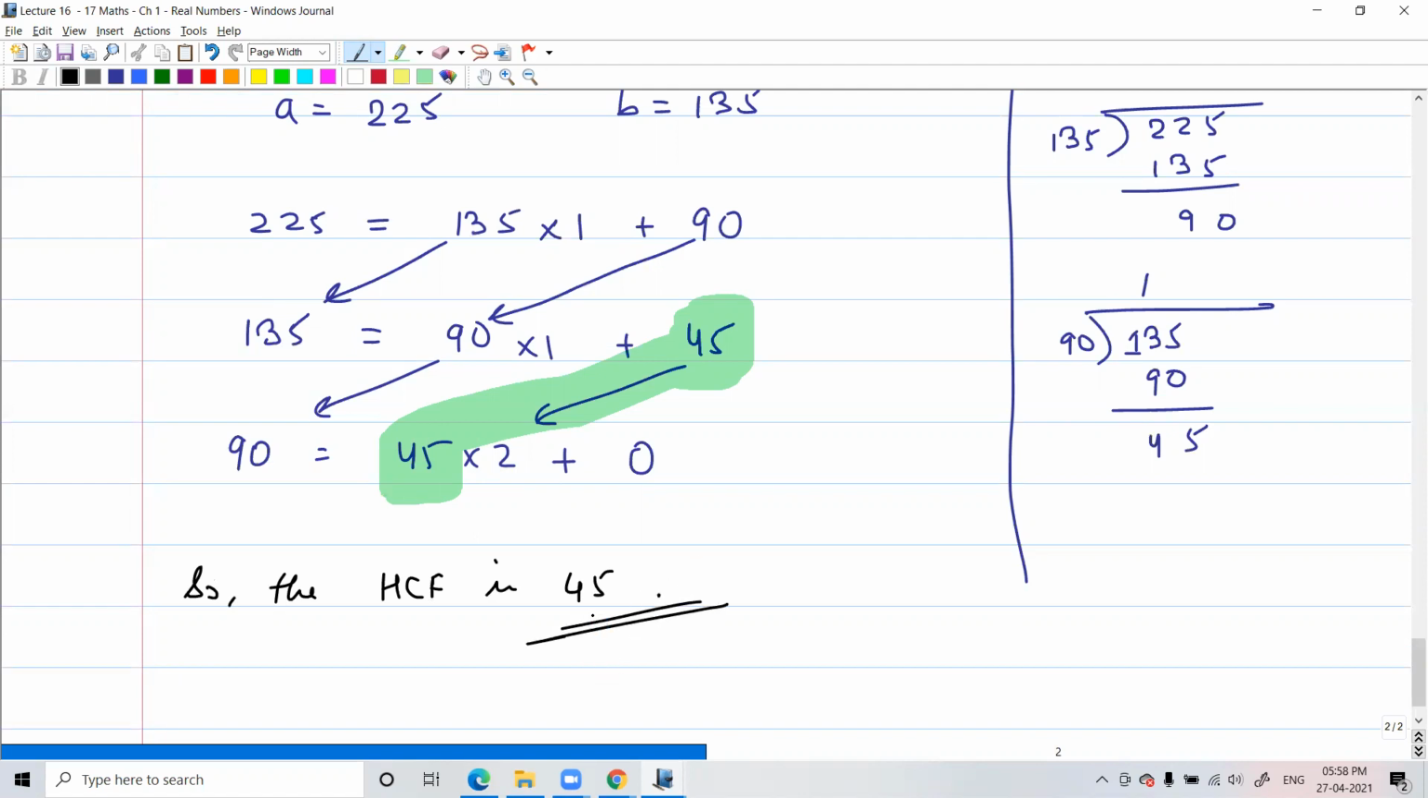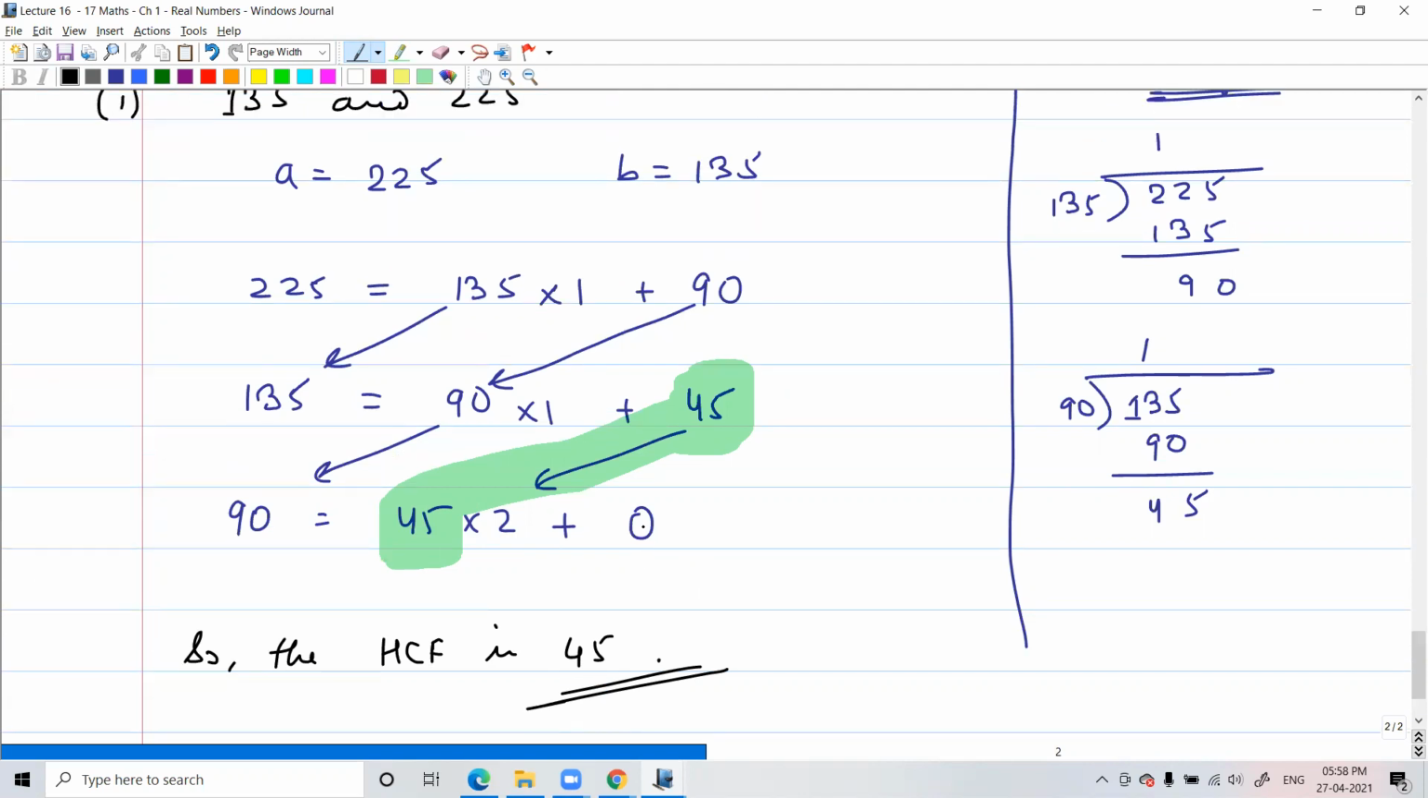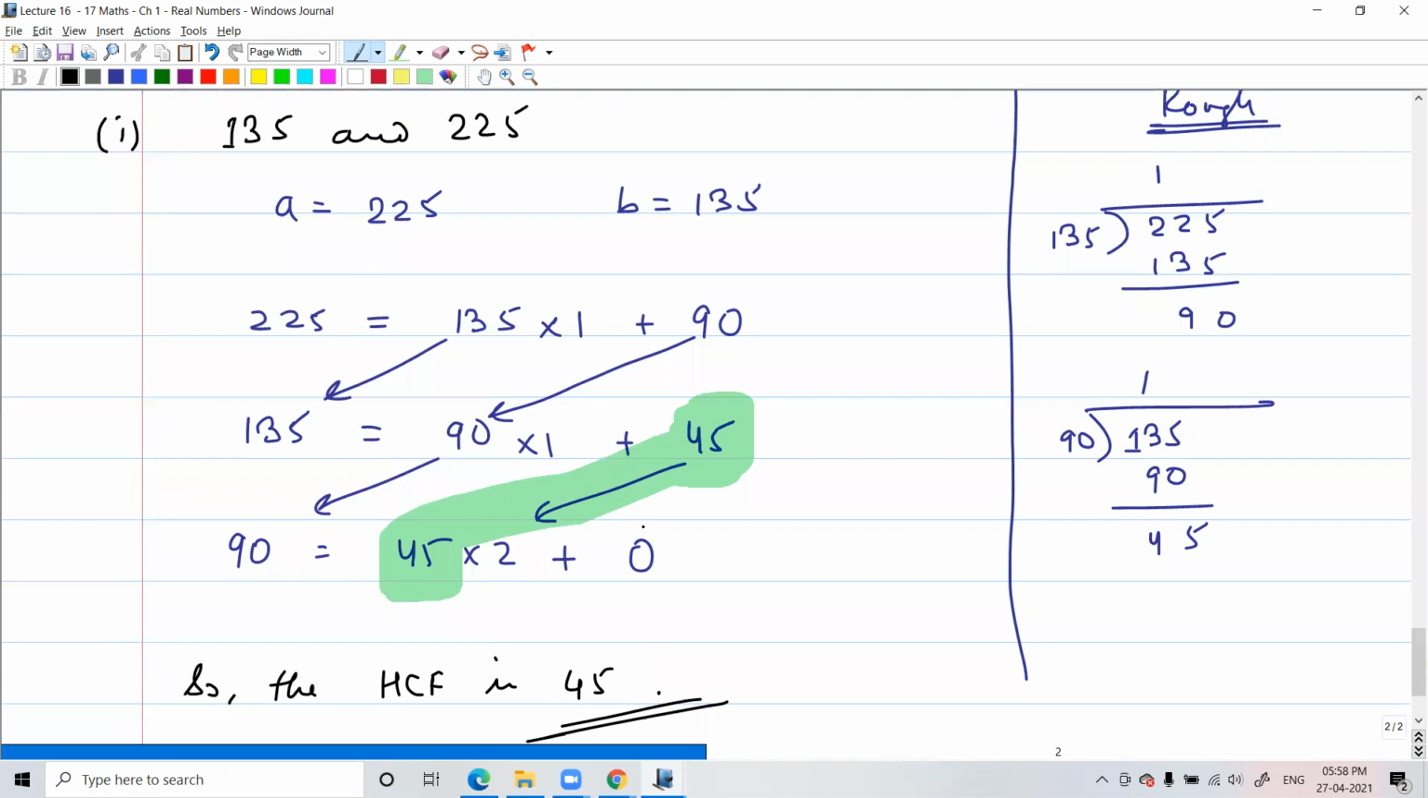Sir, we can take one also, no, sir? HCF. 1 is a common factor for every number. We are trying to find the highest common factor, right? Not the lowest common factor. So 1 will always be a factor of everything, but you need to look for the highest number which is the common factor. In this case, it is 45.